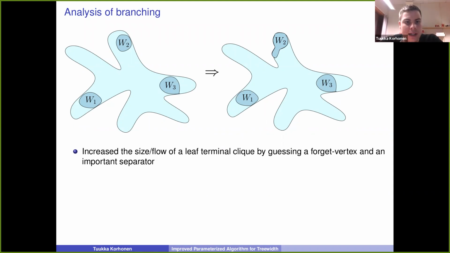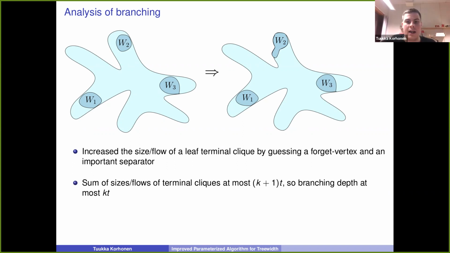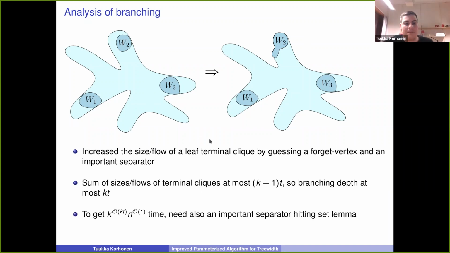So what's happening is that in this branching, we guess this forget vertex, we guess this important separator, and we increase the size of this clique by at least 1. The sizes of the terminal cliques are at most k times t, so we have branching depth at most kt. Because there are 2 to the k important separators, this gives 2 to the k to the kt, which is not good enough. But to optimize this to k to the O of kt, we need some important separator hitting set lemma, so that we can guess only one vertex of the important separator a bit more efficiently than guessing all of the important separator. And this will give this type of time complexity.